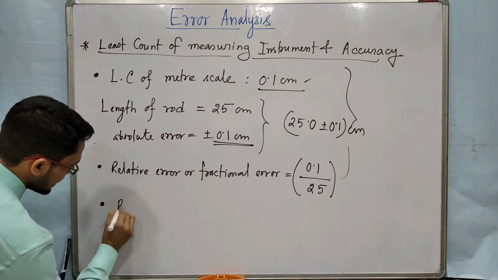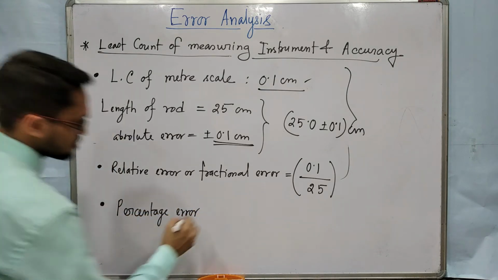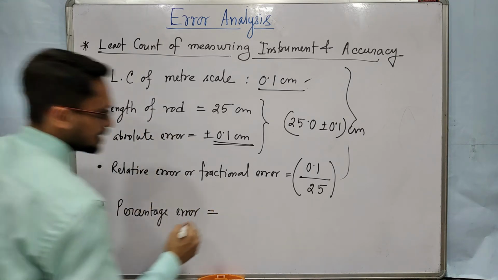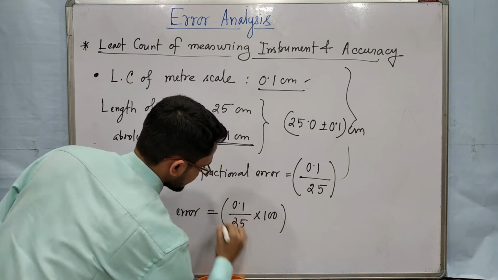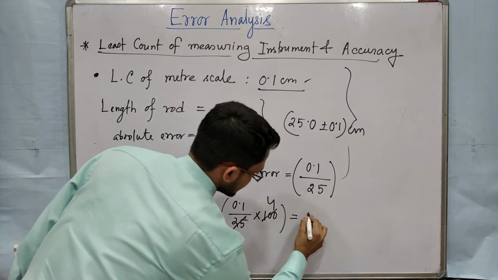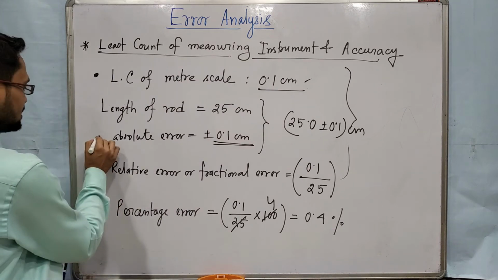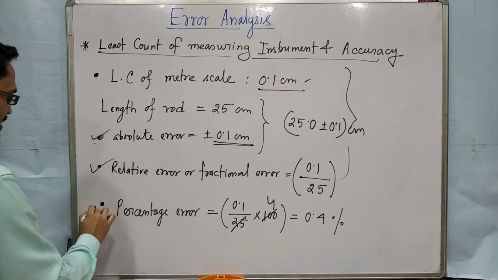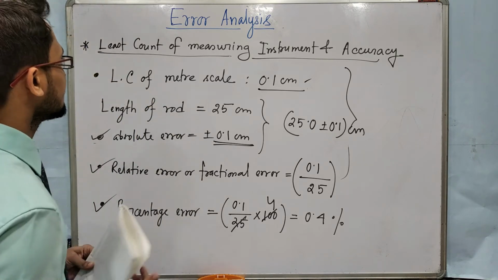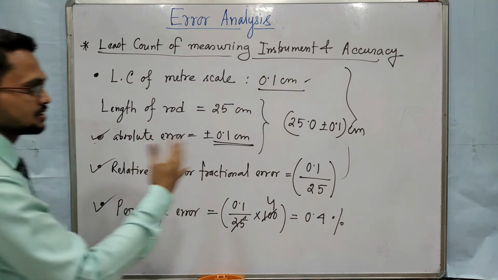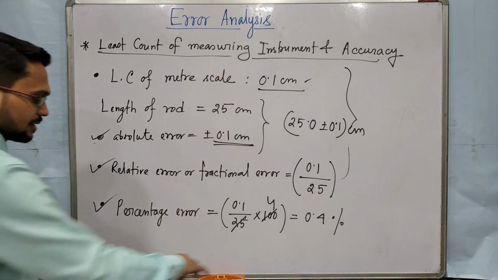And another one is percentage error. Percentage error will be what? Relative error into 100. So 0.1 by 25 into 100. So you will get 0.4 percent. So these are the three kinds of error: absolute error, relative error, and then percentage error, for this kind of instrument where you can calculate the least count. So in this way you will use in the experiment also, we will calculate the errors also in this way.